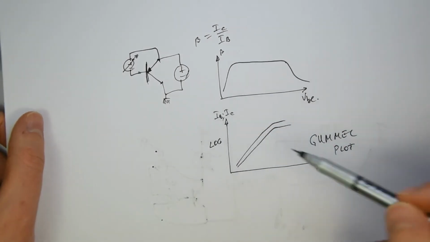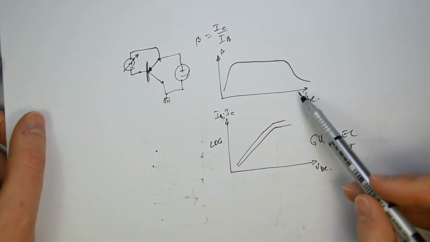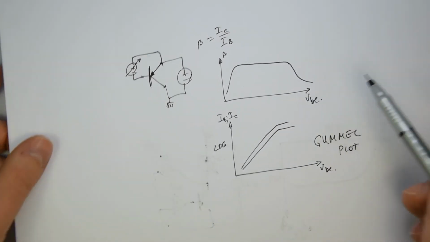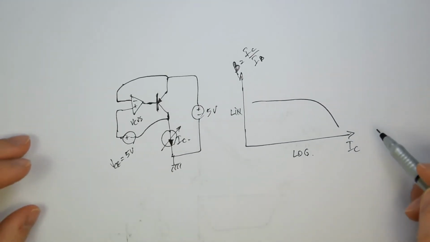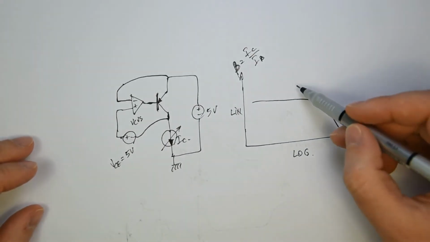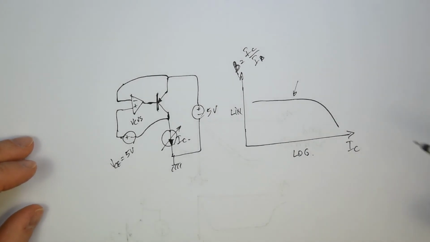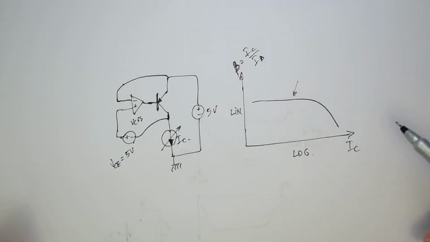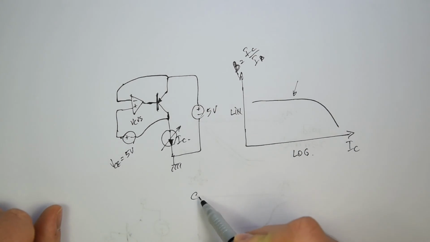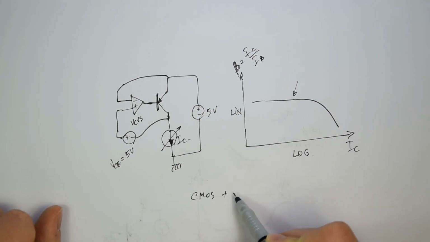Actually, it's the same characteristic but seen in a different way. Here is versus voltage, while here is versus current. The normal operating point here somewhere. Would be nice to have it here. So yeah, as you see, there are different methods to characterize the CMOS and also the bipolar.